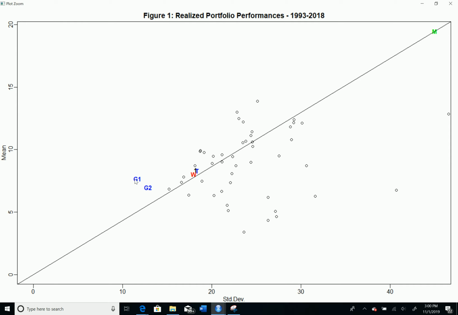So this is the end of this video, but in the next set of videos, we're going to look to implement beta constraints to our portfolios and really see if a higher beta indicates a higher return because of the higher risk associated with it.